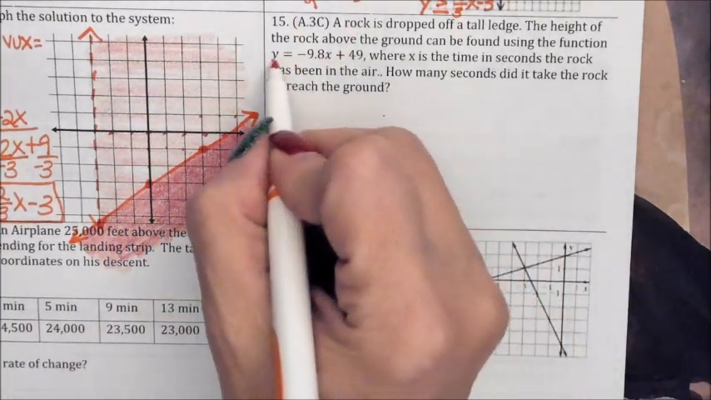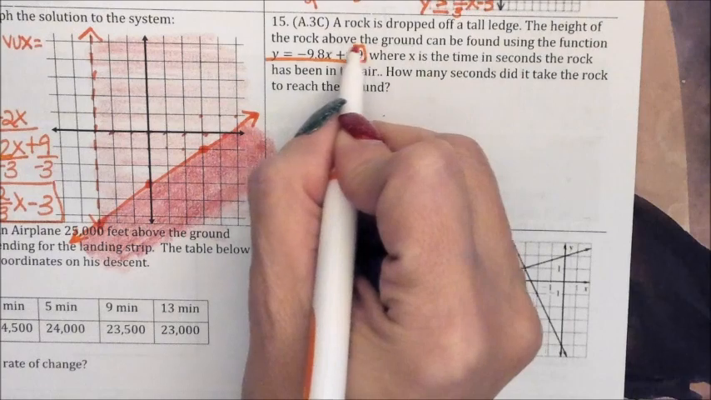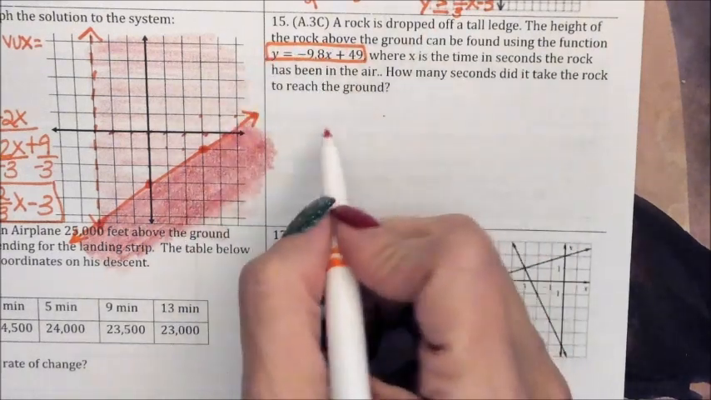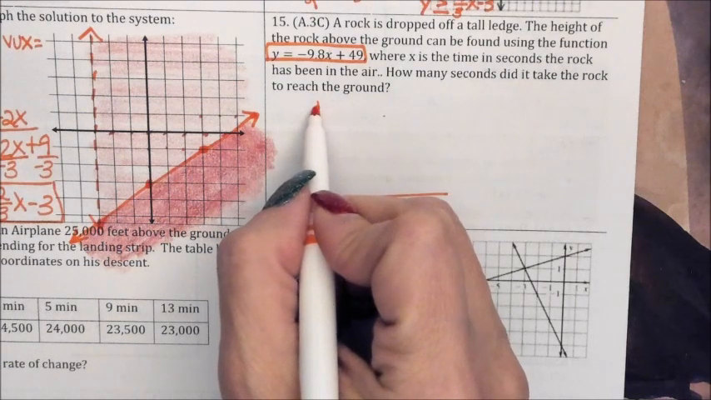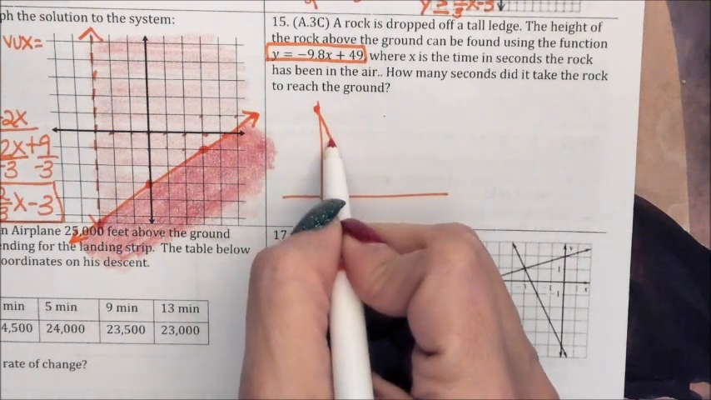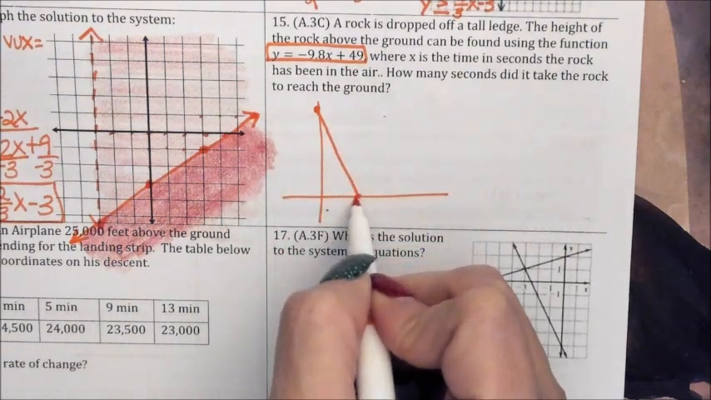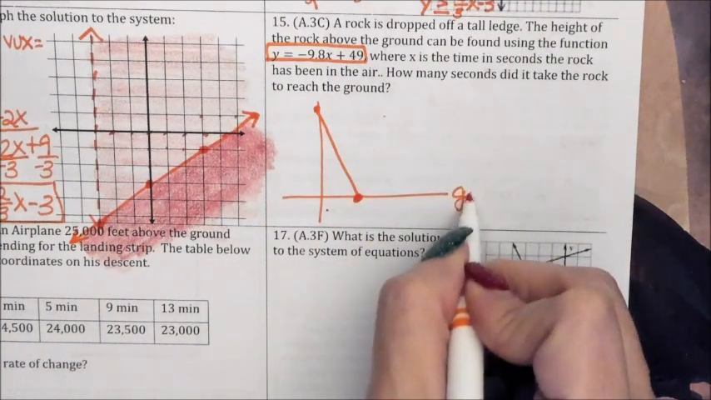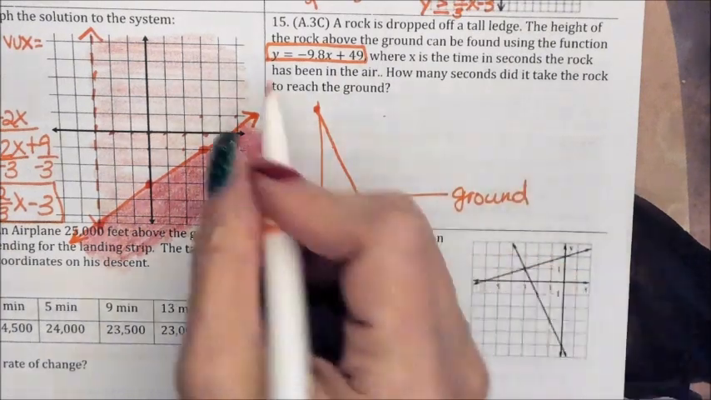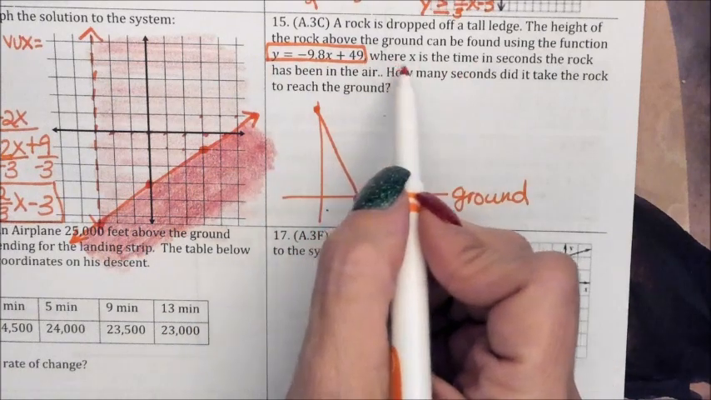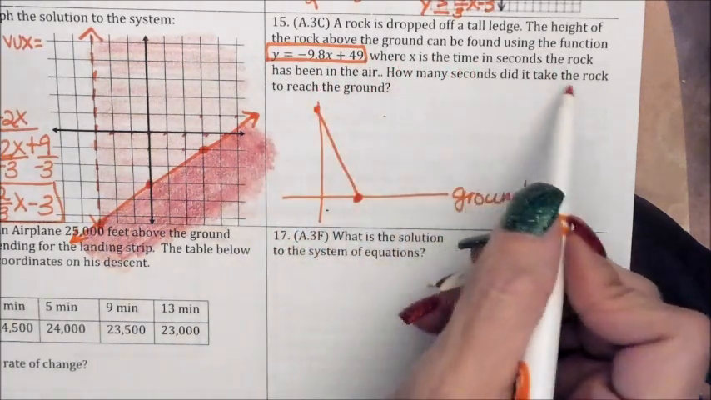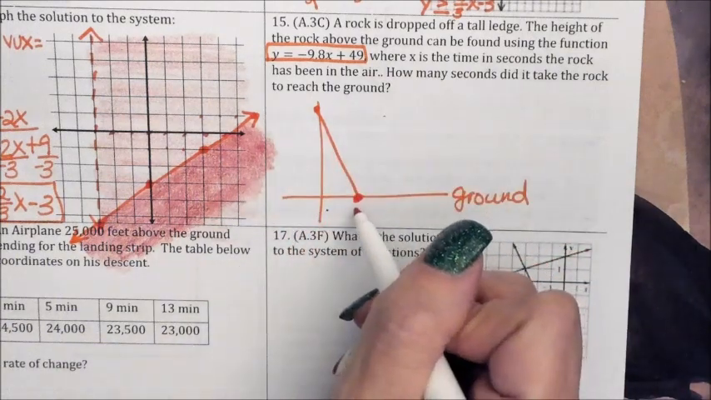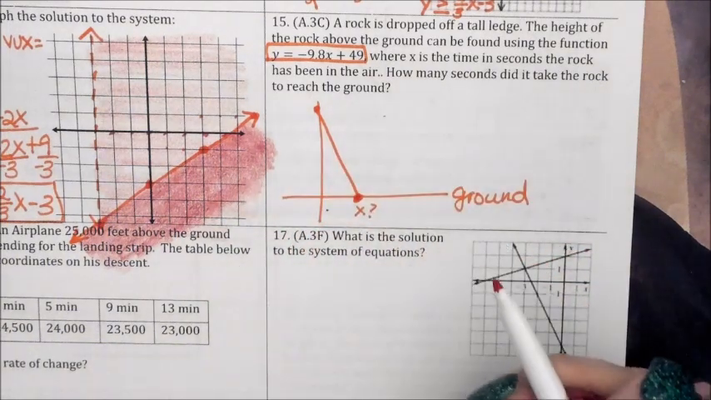Okay, so I'm giving you this equation, and I'm saying that I'm up here on a ledge, and I drop a rock off, and it's going to fall like this until it hits the ground. Here's the ground. Boom. So the question is, how many seconds did it take for the rock to reach the ground? What's the x value right here?